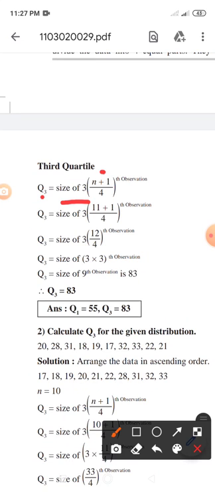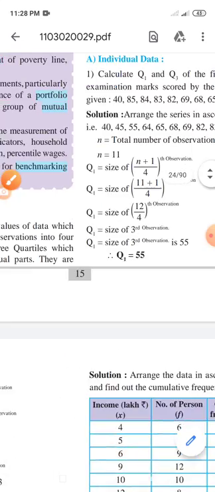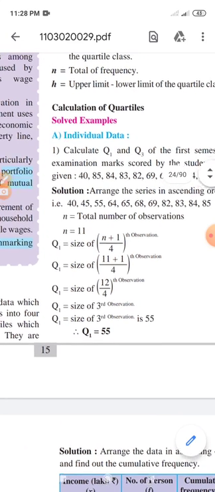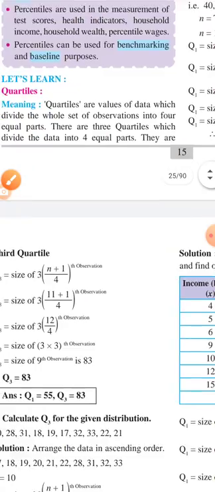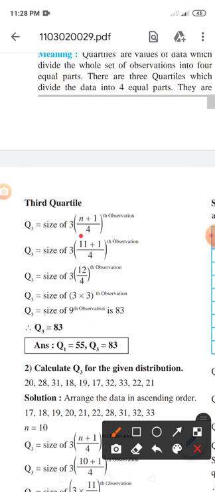Bracket completes the observation. So Q3 is equal to size of 3 into bracket 11. How do we get 11? We already found the value of n, that is 11. So we directly put the value in this formula, that is 11 plus 1 upon 4 into bracket observation. So Q3 is equal to size of 3 into 12 upon 4, 3 into 3, 9th observation. Q3 is equal to size of 9th observation, that is 83.